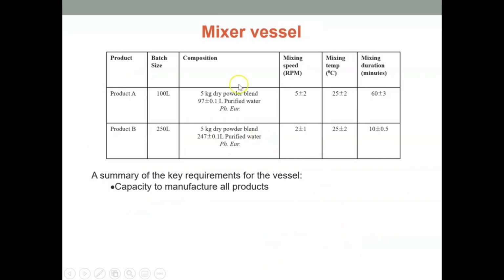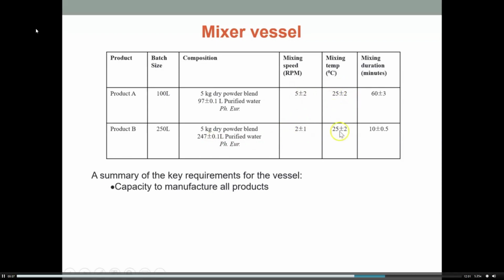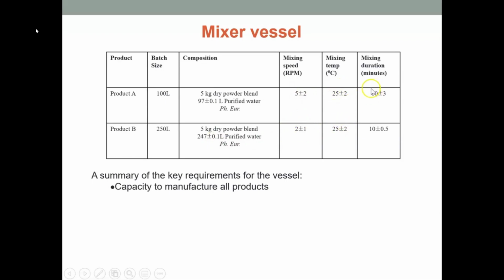So some more information about it. Your product A and product B are being manufactured in this. The batch sizes are 10 to 250 litres. You're adding 5 kg of dry powder and this one up to 97 litres of purified water. Here you've got 5 kg of powder in up to 247 plus or minus 0.1 litres of purified water. Our mixer speeds are 5 plus or minus 2 and 2 plus or minus 1. Our mixing temperature is both 25 plus or minus 2. And our mixing duration goes from 60 for product A down to 10 for product B.